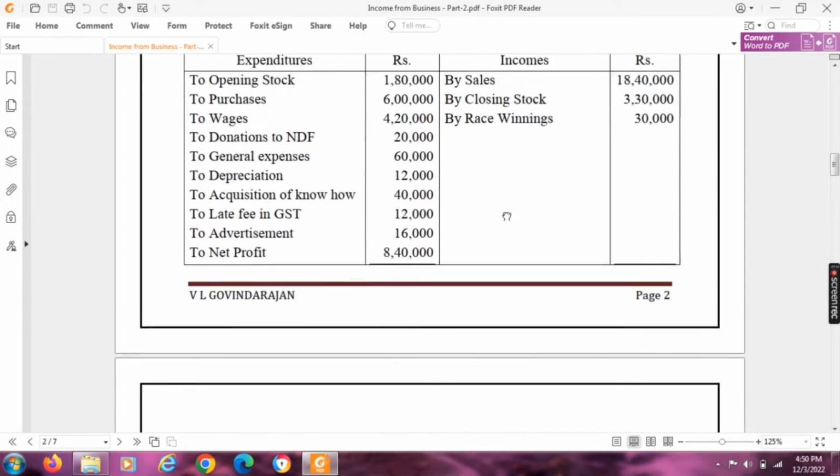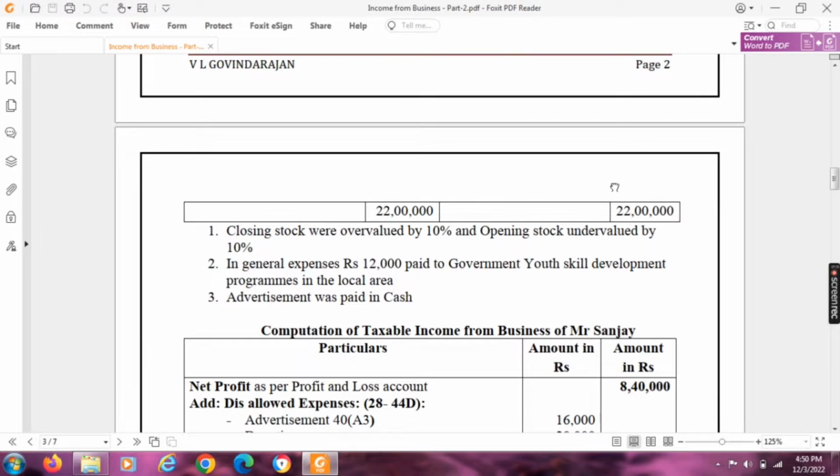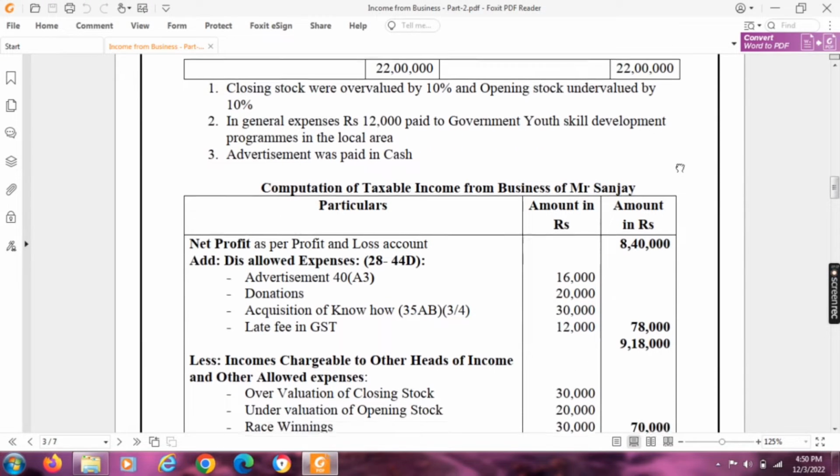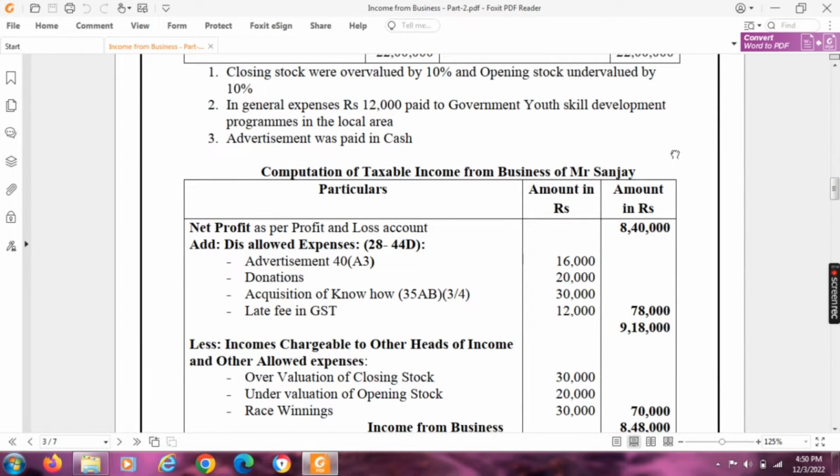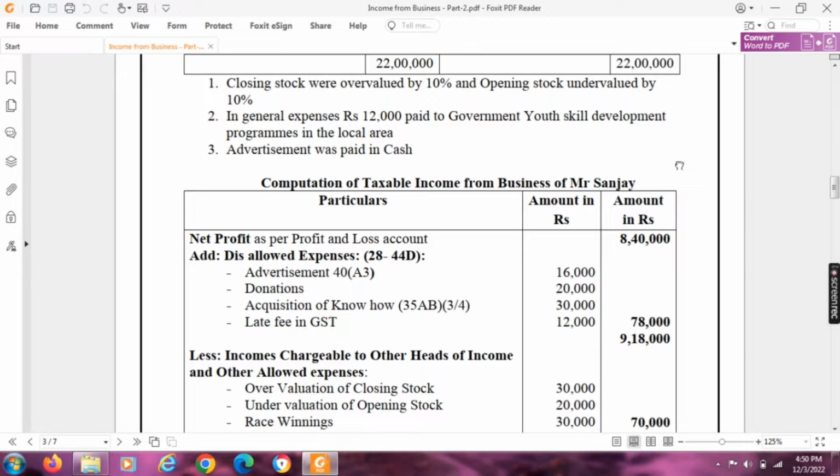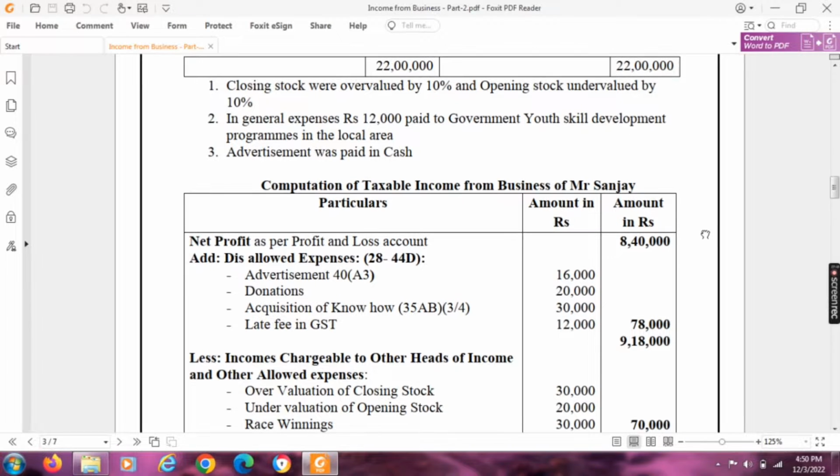Adjustments: closing stock was overvalued by 10% and opening stock undervalued by 10%. We should be very aware. In general expenses, 12,000 was paid to a government youth skill development program in the local area. It was fully exempt under section 35CCD. It was allowed, no need to add.